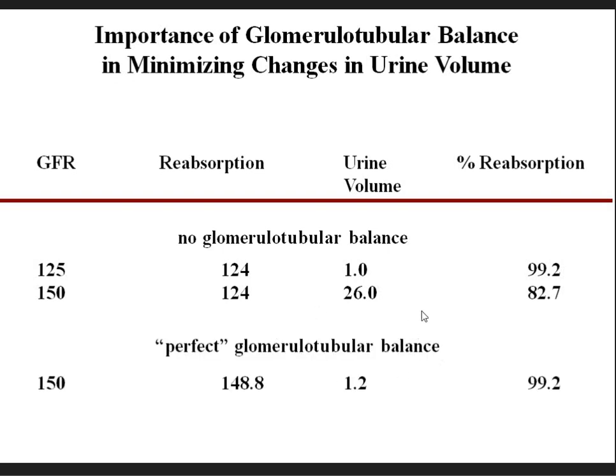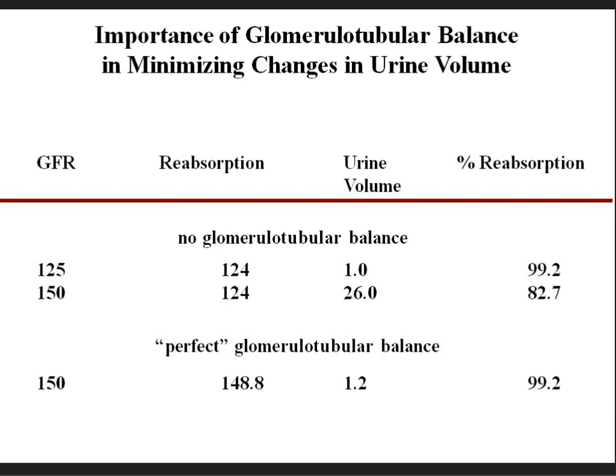And with perfect glomerular tubular balance, with an increase in GFR to 150, 99% of substances will still be reabsorbed, so that the reabsorption increases to 148.8 and the urine volume just increases to 1.2 liters. So this is the role of glomerular tubular balance in maintaining the volume of urine.